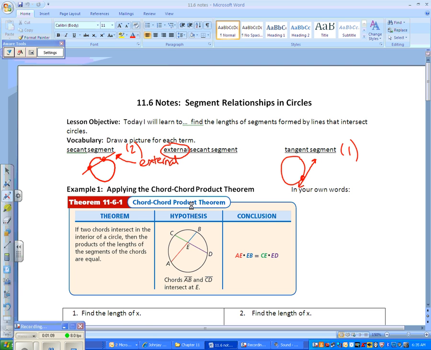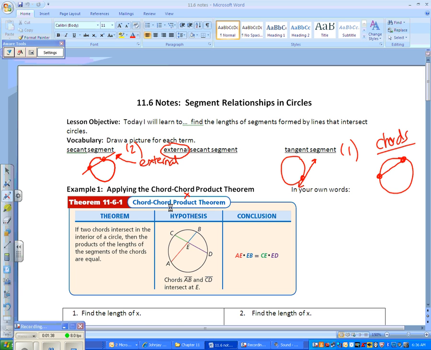Okay, so the first type of question we're going to do is not talking about secants or tangents. We're actually talking about chords. And remember, a chord is just a line segment that's inside the circle and hits it two times. So this is an example of a chord. Okay, so the first theorem says chord-chord product theorem. So chord means we're talking about one of these lines. Another chord means that we have a second chord, and product means to multiply in math.